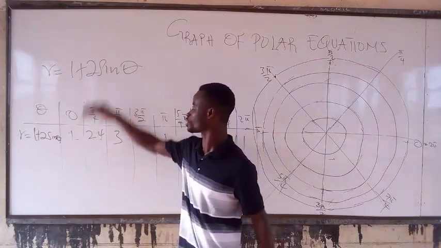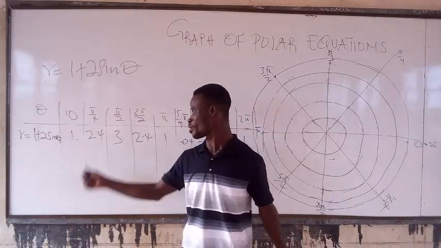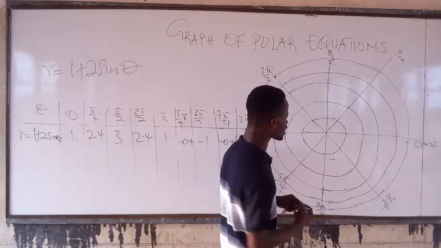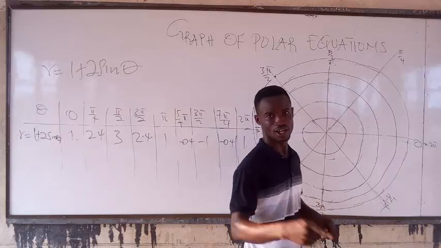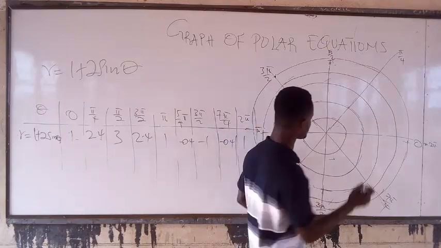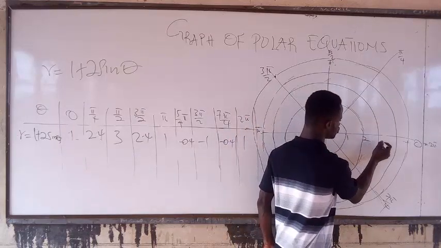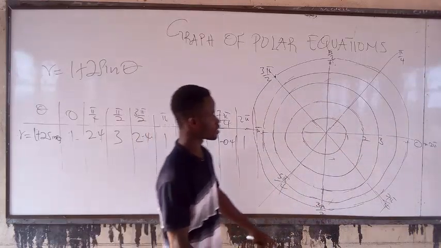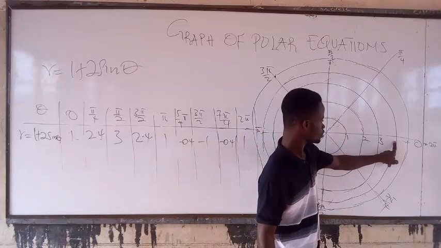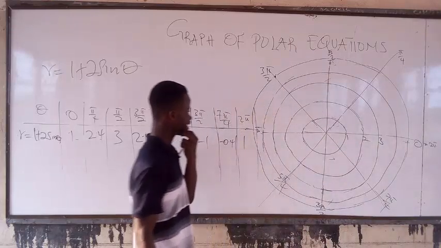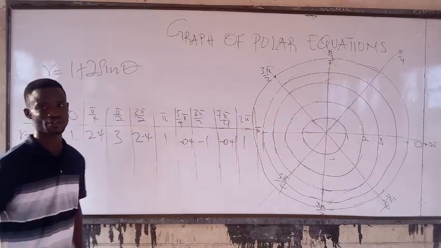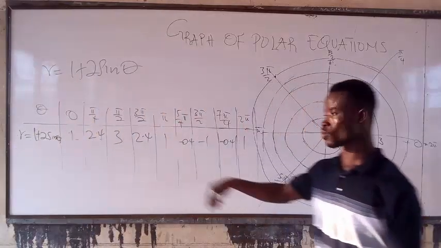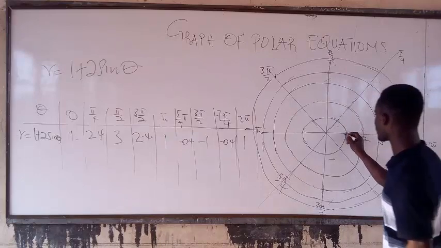Just do the substitution. So you check, the maximum r is what? 3. Beautiful. So that means that we can choose the scale, it depends on your graph. 1, 2, 3. So I will choose mine like this. Okay. So now let's see what we are going to have. So at 0, what do we have? 1. At 0, 1. Okay.